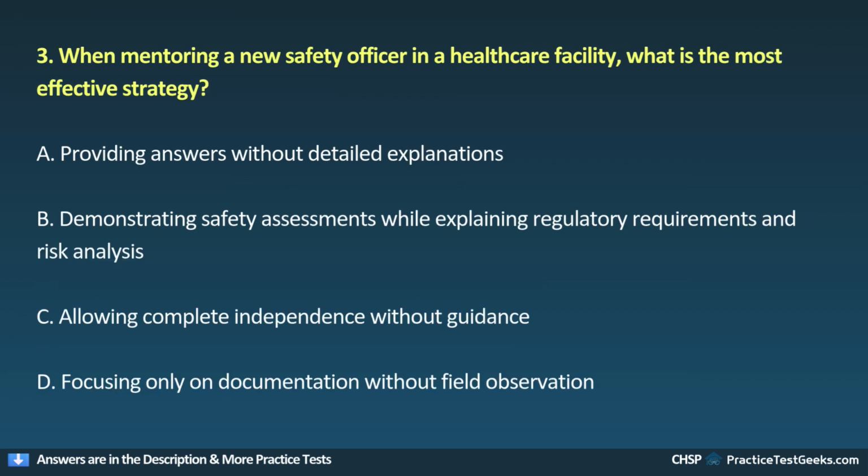3. When mentoring a new safety officer in a healthcare facility, what is the most effective strategy? A. Providing answers without detailed explanations. B. Demonstrating safety assessments while explaining regulatory requirements and risk analysis. C. Allowing complete independence without guidance. D. Focusing only on documentation without field observation.